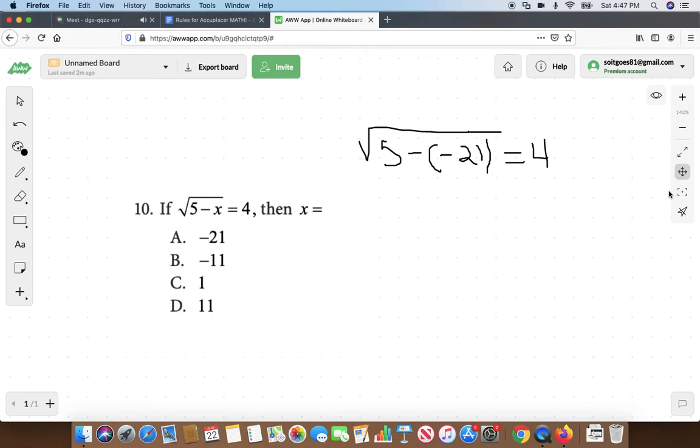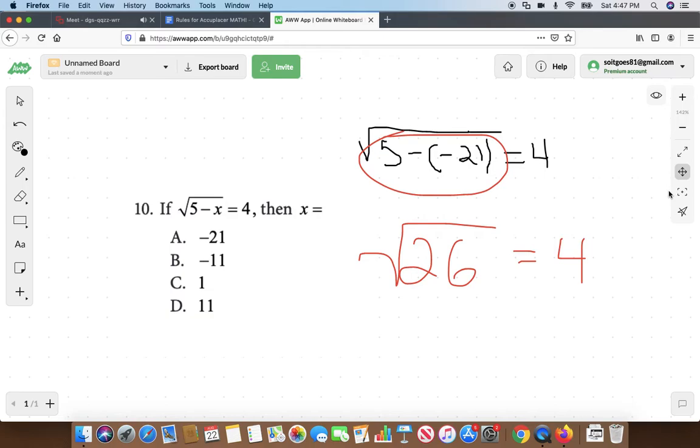So what's 5 minus negative 21? It's the same as 5 plus 21. 26, absolutely. So it's the square root of 26 equals 4. Does that make sense? Why 5 minus negative 21 is the same as 26?